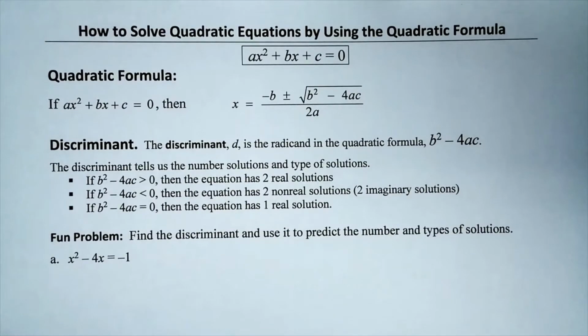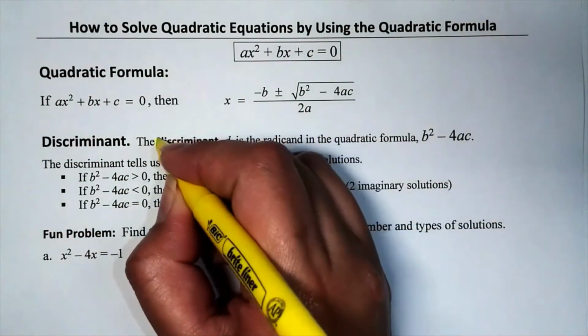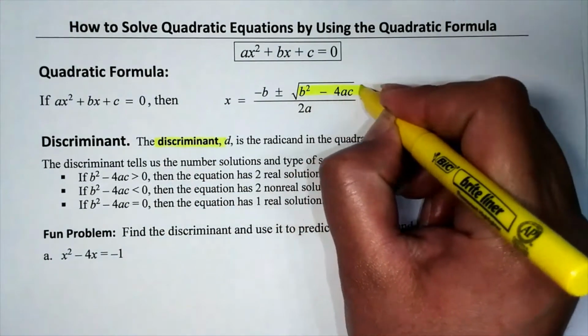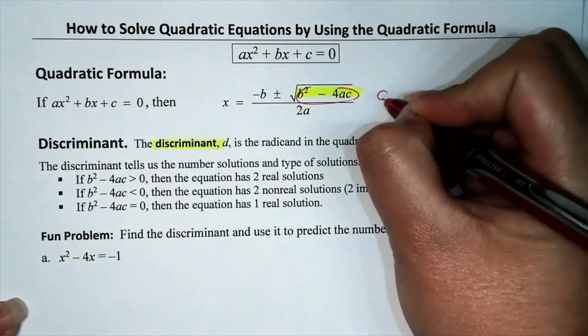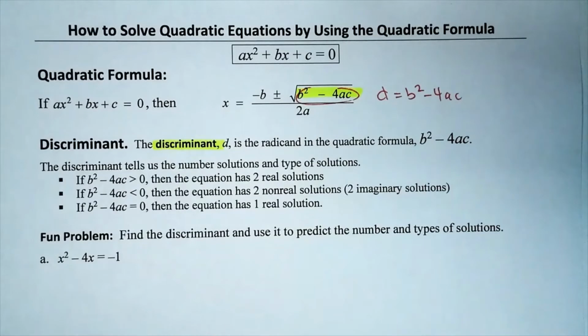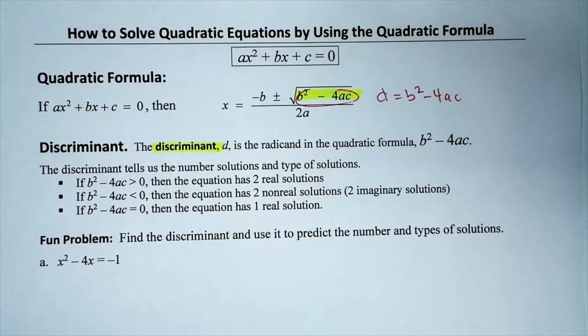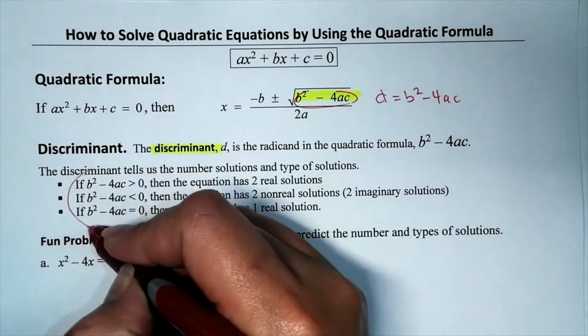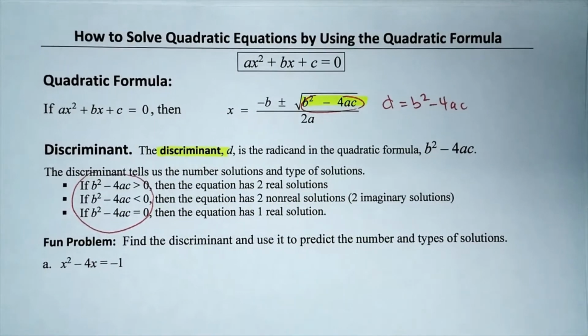The discriminant, what is that? The discriminant, denoted by the lowercase d, is just the radicand in the quadratic formula. So let me just go ahead and circle that. So the discriminant is given by the radicand in the quadratic formula. The reason why we give special attention to the discriminant is because the discriminant tells us how many solutions and the types of solutions that we're expected to have. If the discriminant is positive, negative, or 0, that will tell us how many solutions and the kinds of solutions that we're going to have.